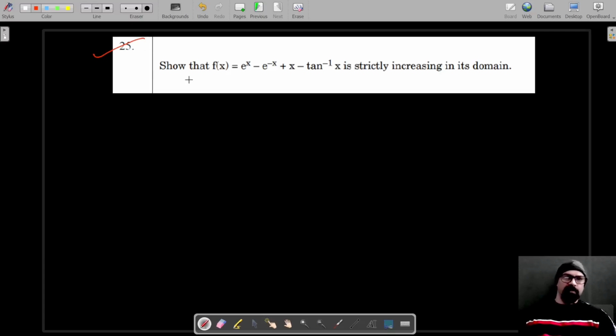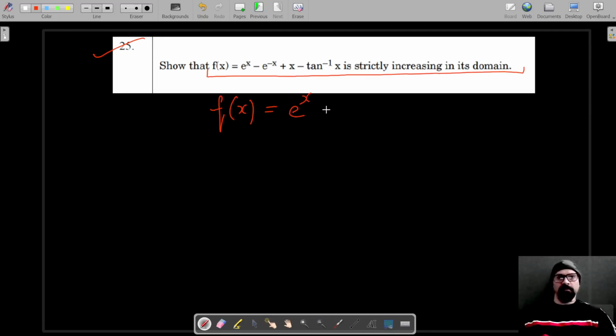Okay, for question number 25, we have to show that the function is strictly increasing in its domain. So our function is f of x is equal to e raised power x minus e raised power negative x plus x minus tan inverse x. Okay, let's differentiate it first.